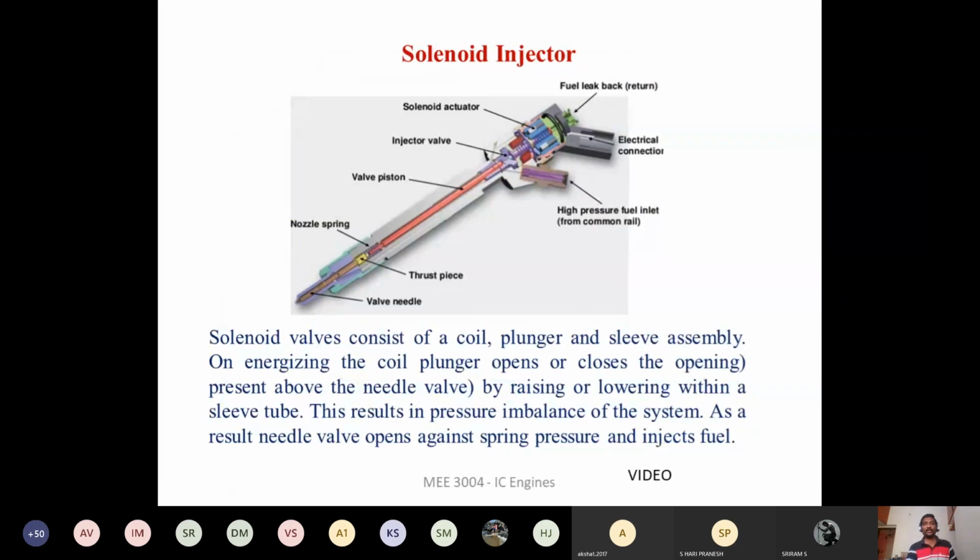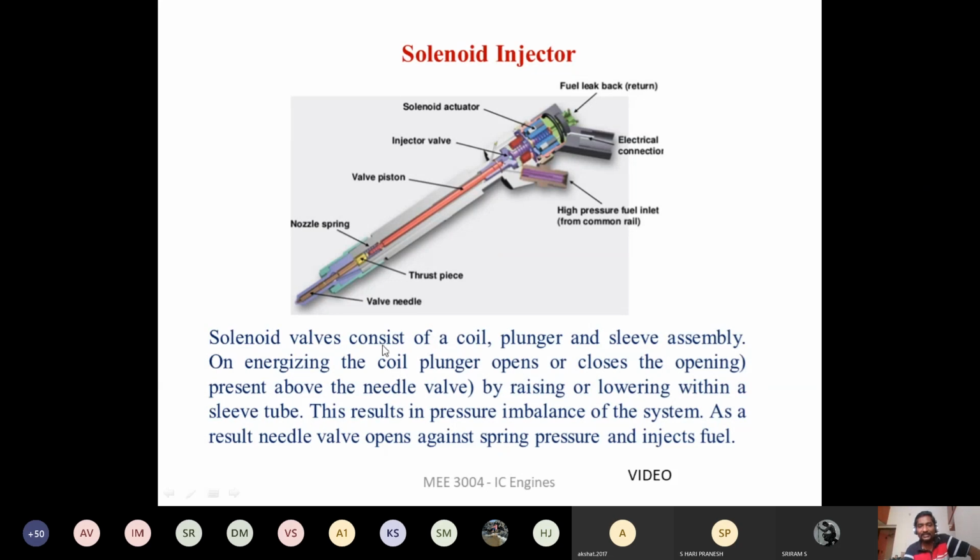Okay, so this is the solenoid fuel injector. So in this diagram you can see, right? Here we have the solenoid activating mechanism. Thereby the fuel that is present here will be allowed to leave. This valve will open, and whatever fuel is above the needle valve is going to leave. Thereby the pressure imbalance is being created.